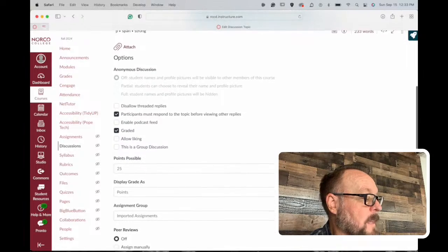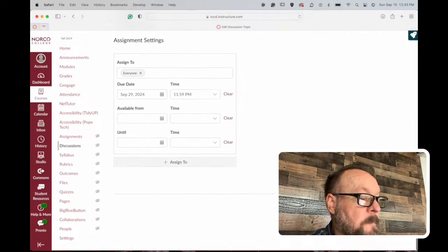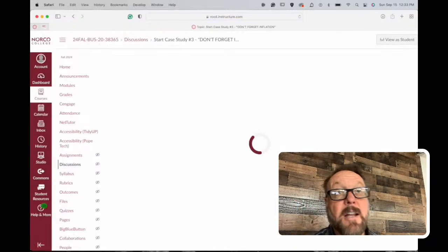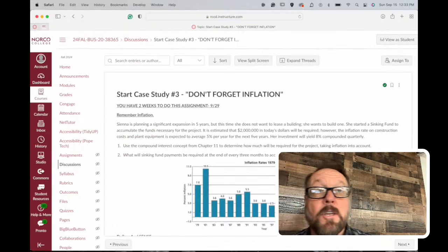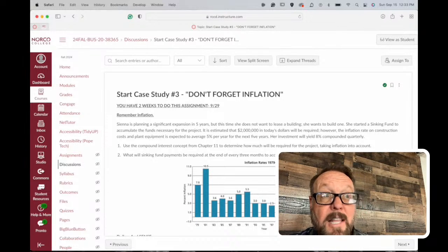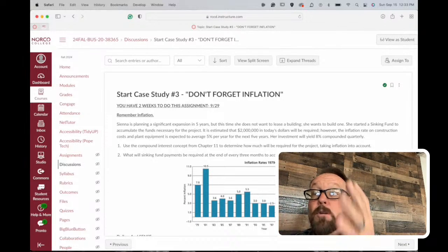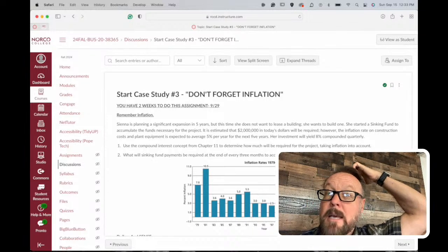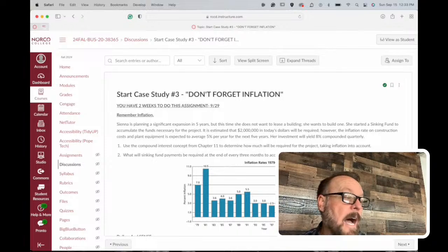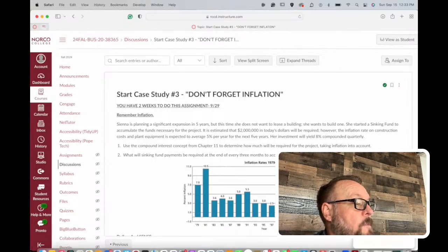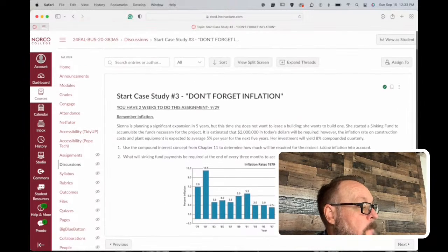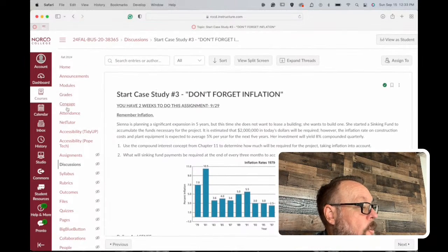So anyway, this is your case study. Make sure the first thing you're going to do is find out how much you're going to need in the future, and that's given to you. You need to figure out how much inflation is going to affect that. So that's going to give you a new higher amount that you're going to need because of inflation, and then you need to do a sinking fund to reach that higher inflated amount. So it's pretty much, like I said, a 2-step process. Anyway, that's your case study.